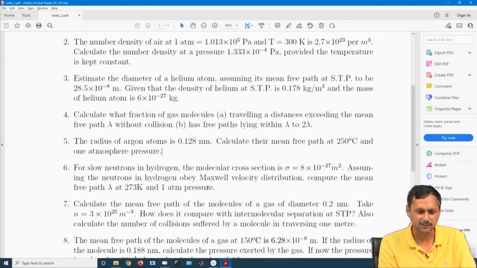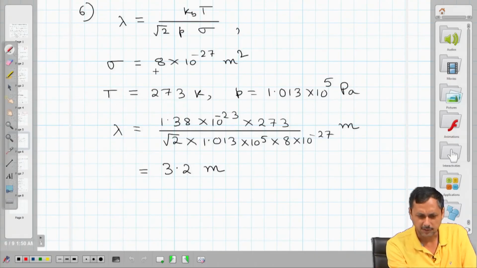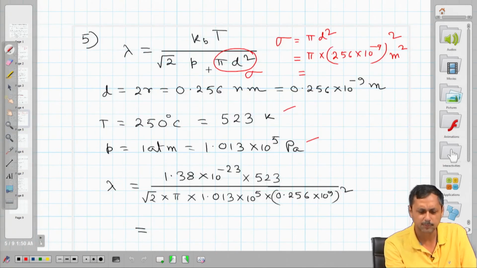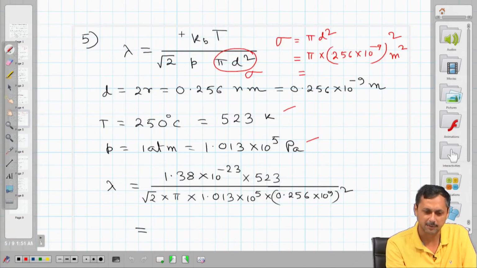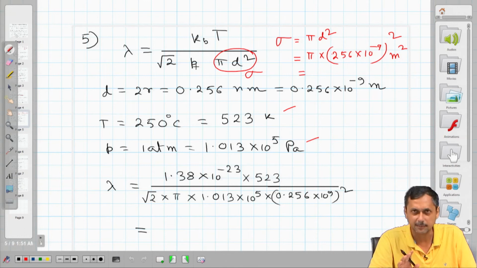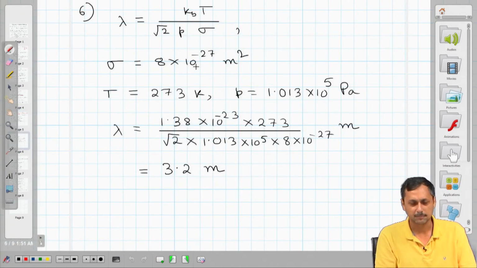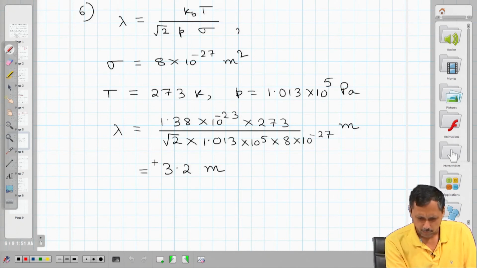Once again, this is a very straightforward problem. Here the sigma itself is given, P is given. So, for both the problems, we just have to use this expression for lambda. You remember, it was 1 by root 2 n sigma. We have to substitute n with P by kBT. We did that in the class. So, we just use the exact same expression for problem number 5 and 6. Problem number 6 is super simple. Putting these values, we get 3.2 meters.